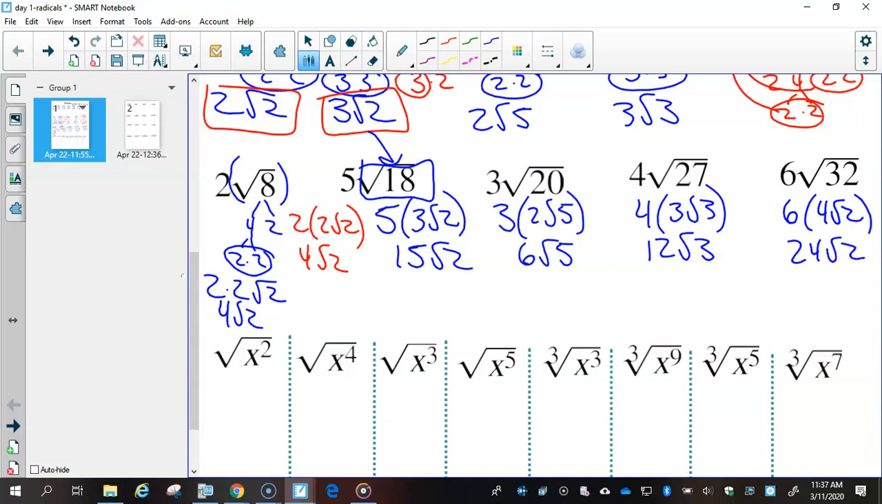Always, if you're not sure, check it. Put in the original, put in the final answer. Did you get the same decimal? If you did not, something's wrong.